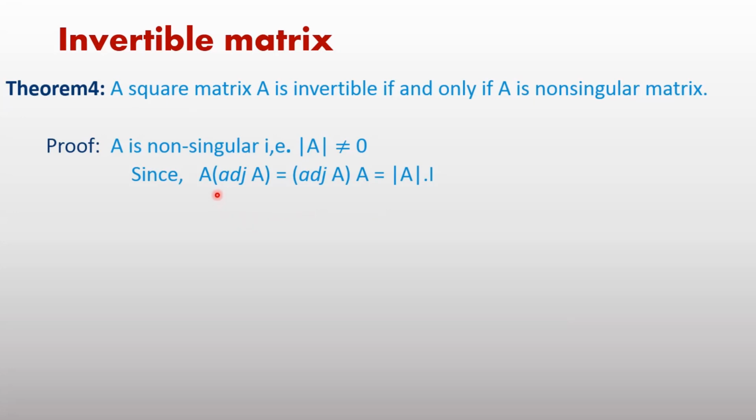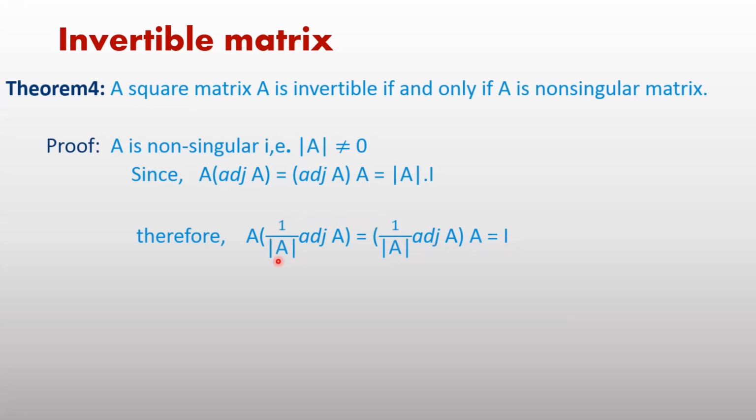And already you covered the result: A into adjoint of A equal to adjoint of A into A equal to determinant of A into I. Now divide by determinant of A on both sides, you will get this result: A into 1 upon determinant of A into adjoint of A equal to 1 upon determinant of A into adjoint of A into A equal to I.